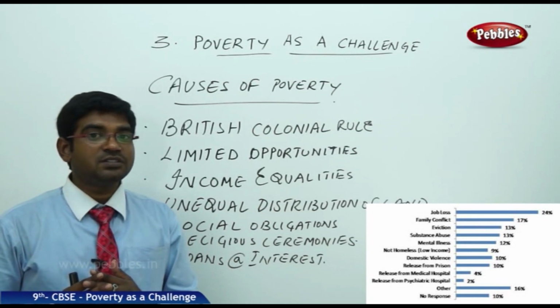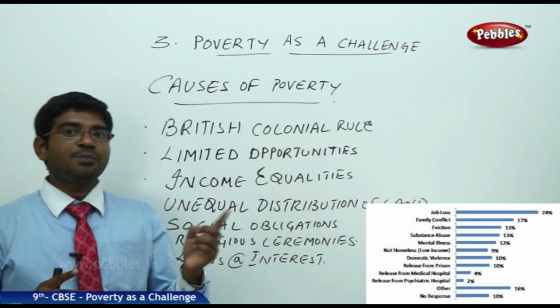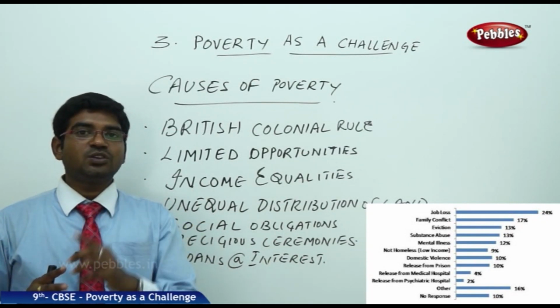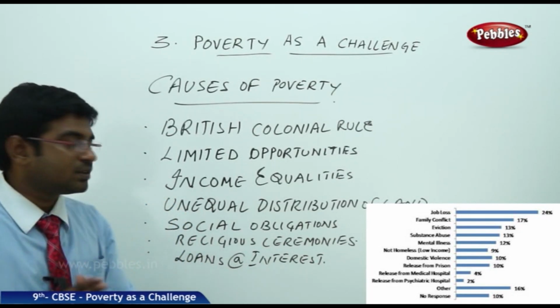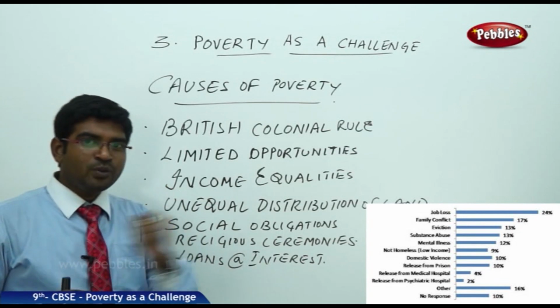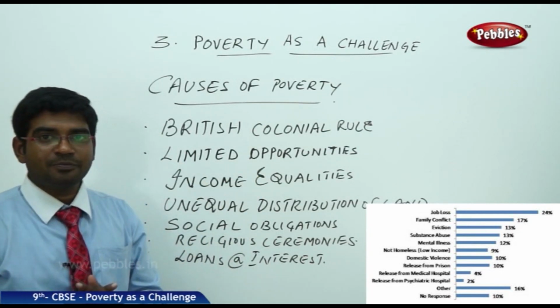Finally, India achieved its independence, but India remained a backward country. From a very prosperous country, India turned into an agriculturally backward country. That was a historical reason. Now, with this background, the limited opportunities for the people.